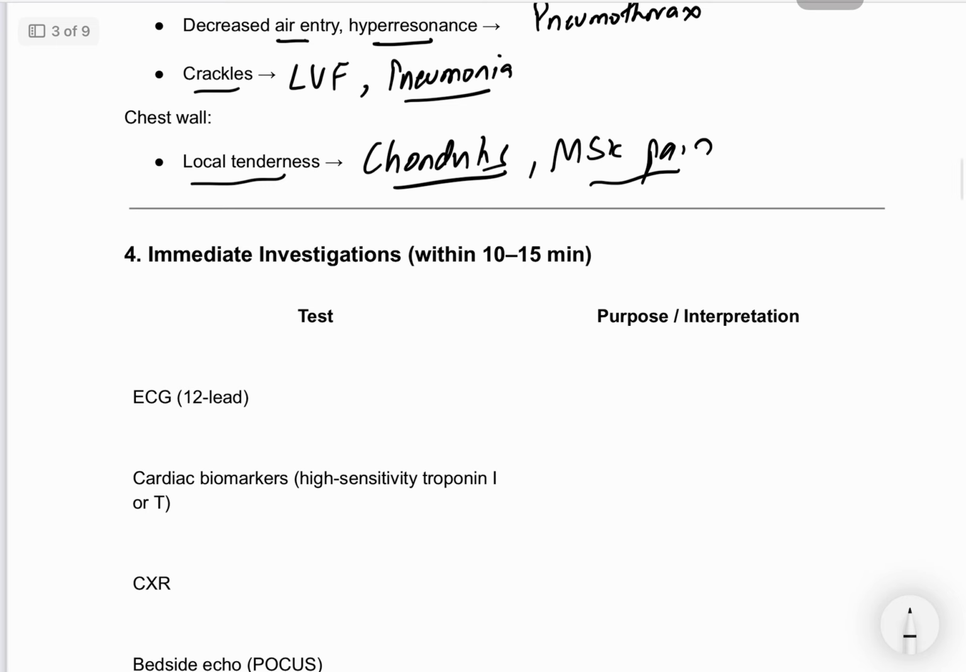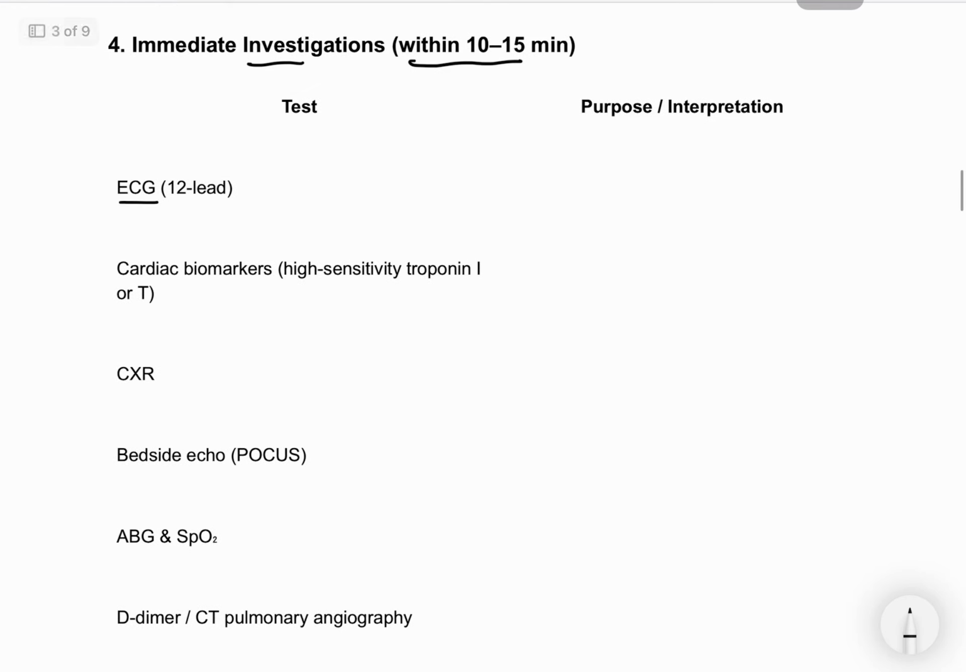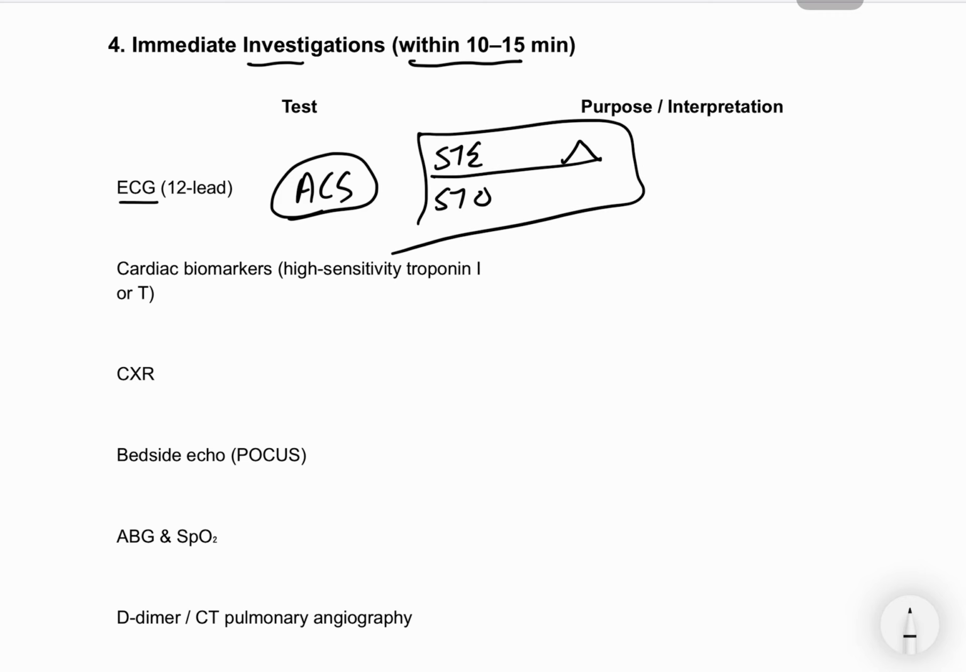After doing the examination, we have to immediately rush to our investigations. And remember, these investigations we have to send within 10 to 15 minutes. First of all, ECG to rule out one of the most dangerous cardiac pains, acute coronary syndrome. There are certain patterns like ST elevation, ST depression, hyperacute T wave. These are the things we have to look for in ECG to find if the patient is having MI or not. Cardiac biomarkers like troponin: if we have high sensitivity troponin, we have to send it.